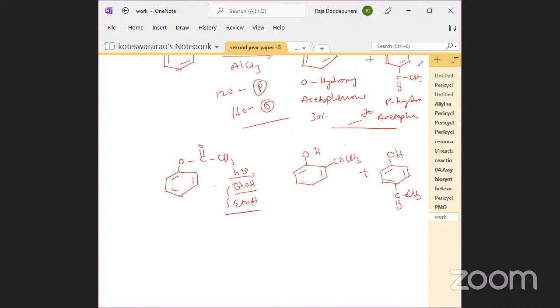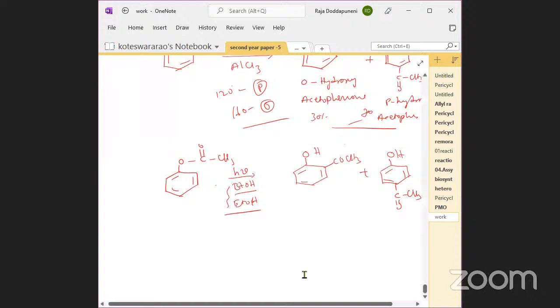Or simply you can define that Fries rearrangement of aryl esters can also be carried out in the presence of UV light. If the reaction predominantly takes place by rearrangement of a carbonyl group or alkyl group or aryl group from oxygen or nitrogen to the ring, then it leads to the formation of various derivatives of aromatic compounds in this reaction.